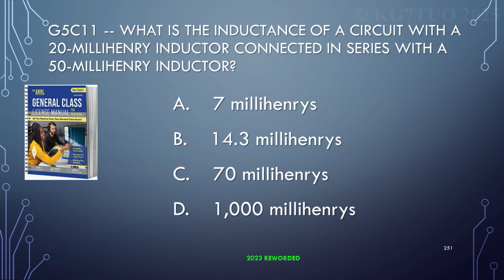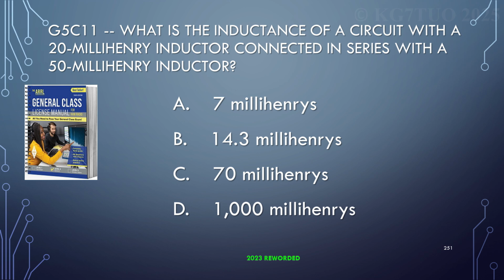What is the inductance of a circuit with a 20 millihenry inductor connected in series with a 50 millihenry inductor? So now we're in series with inductors. We're still in millihenries, so that's nice. But all the answers are in millihenries, so we can't throw any of them out just because of that. Resistors and inductors are additive in series. No reciprocals. And capacitors are additive in parallel.